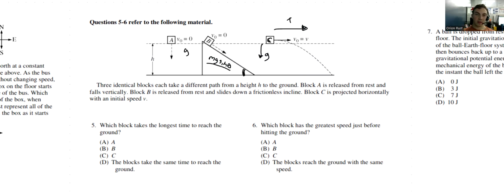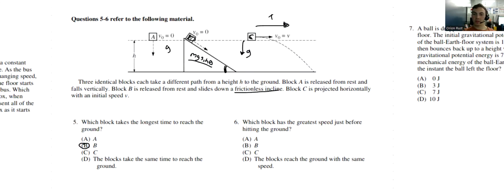Block B is going to take a little bit longer to hit the ground because the force of gravity is being applied at an angle in this instance. There is no friction on the incline, which is nice, but this still means that it's going down at a fraction of the force of gravity as opposed to A and C. So block B takes the longest time to reach the ground.